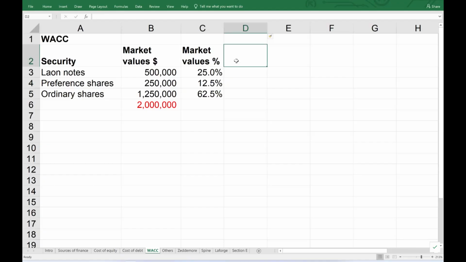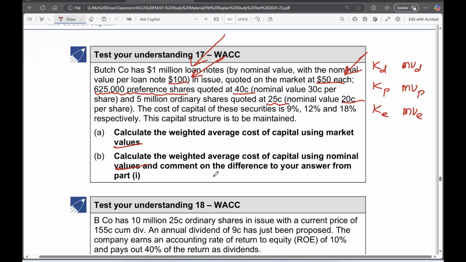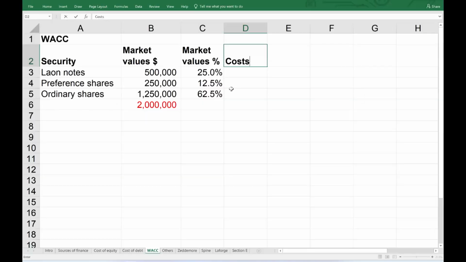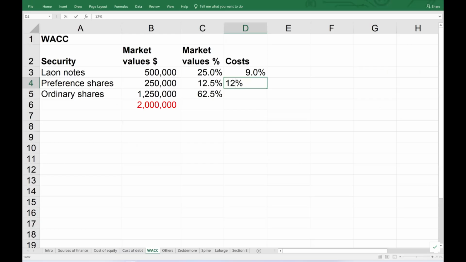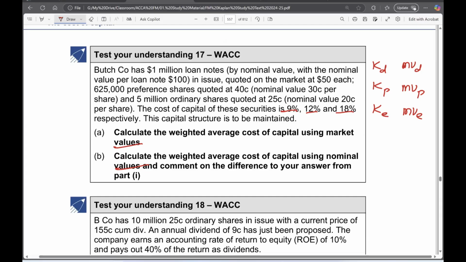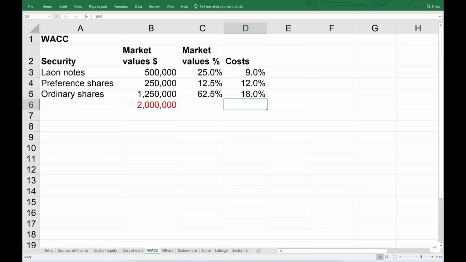Right. Now we will find the costs. By the way, in this question, the costs are already calculated for all of these three. So we simply have to copy paste. Okay, he mentioned it here. The cost of capital is 9%, 12%, and 18% respectively. I mean 9% for the loan notes, 12% for the preference shares, and 18% for the ordinary share.